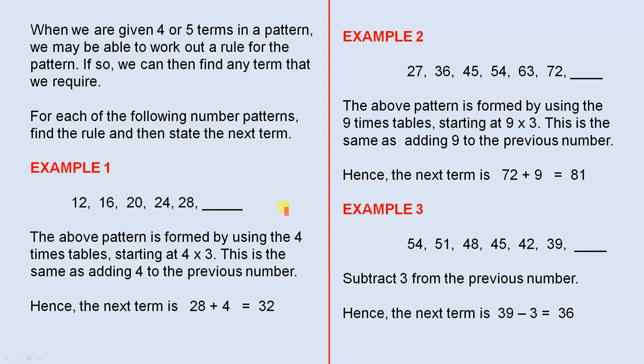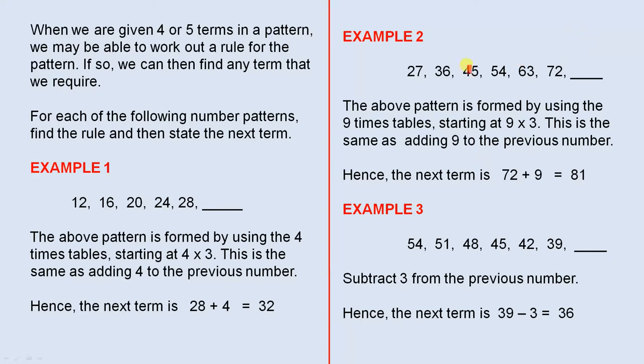So example 1. 12, 16, 20, 24, 28, and we have to find this term. The above pattern is formed by using the 4 times tables starting at 4 times 3, because 4 3s are 12. This is the same as adding 4 to the previous number. So 12 plus 4 is 16, 16 plus 4 is 20, 20 plus 4 is 24, 24 plus 4 is 28, and so on. Hence, the next term is 28 plus 4, which equals 32. So the number here is 32.